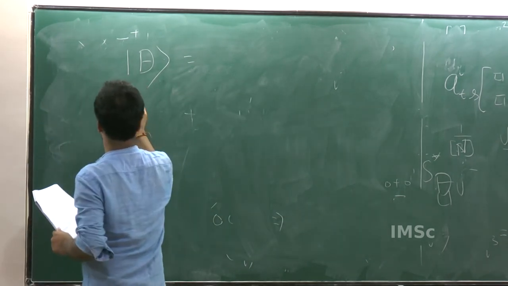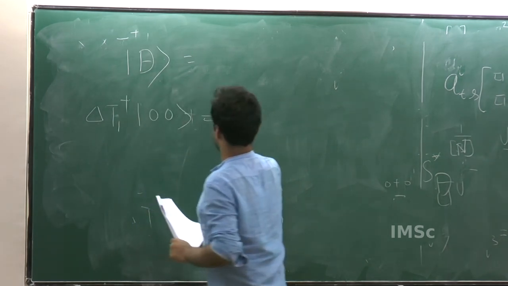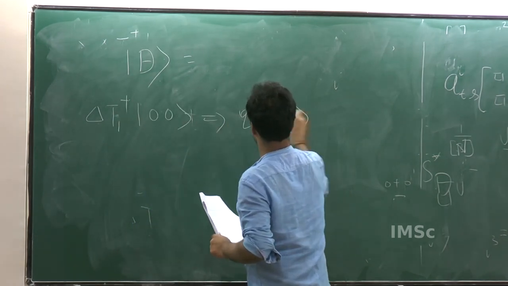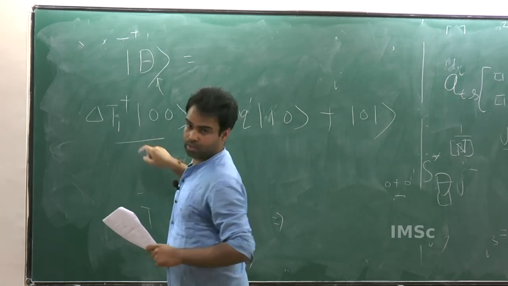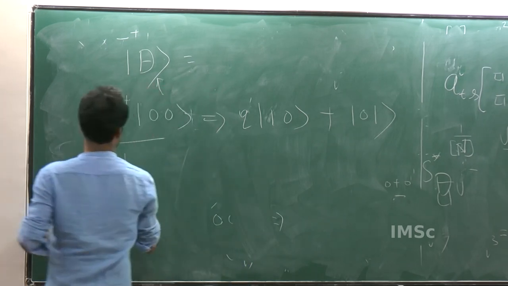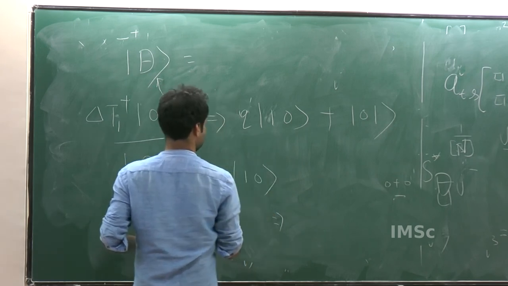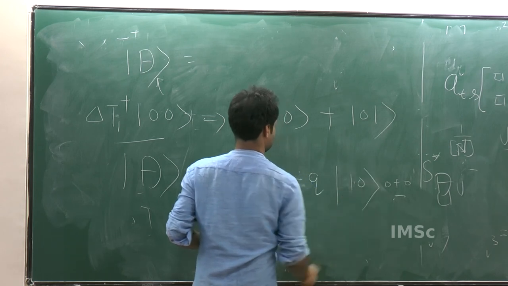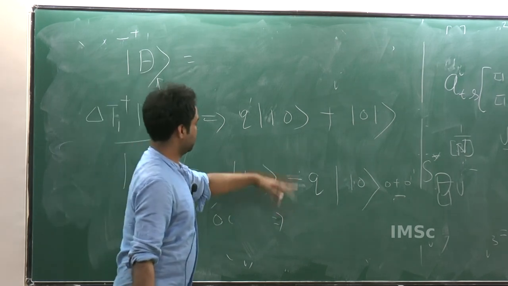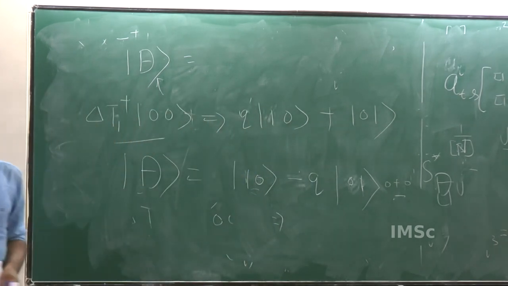So how do you compute? You can use this one. I mean, I have the 0, 0 state. I can act with T1 plus. I will get 1, 0, Q plus 0, 1. And this state is symmetric, and this is anti-symmetric. So this must be orthogonal. So you can write this state. So if you take an inner product, this is 0. You will get this. So this is the state we know. So let me go to the third one.